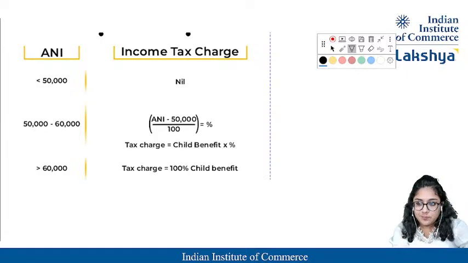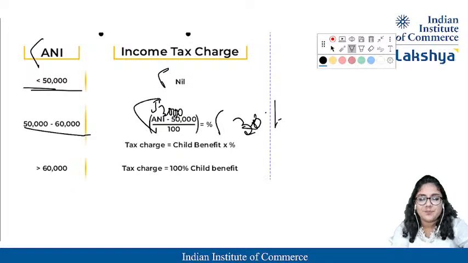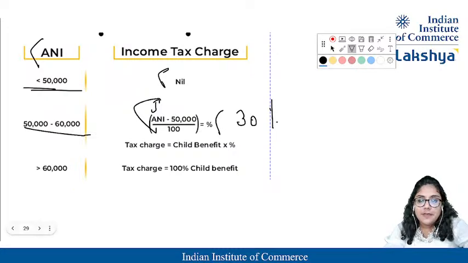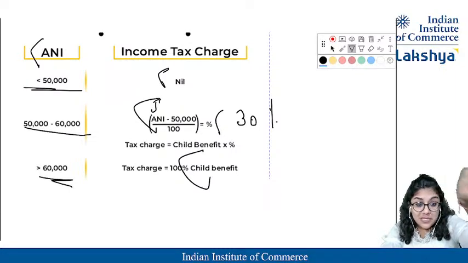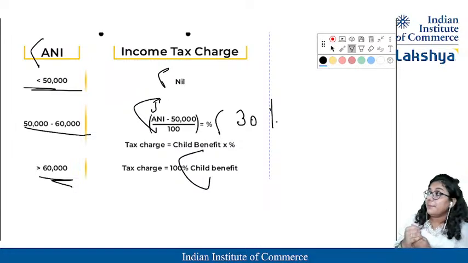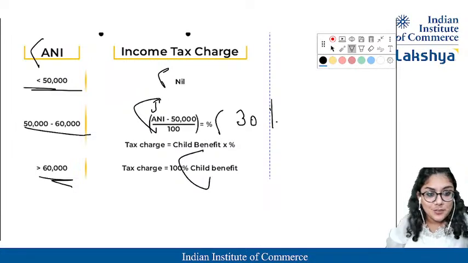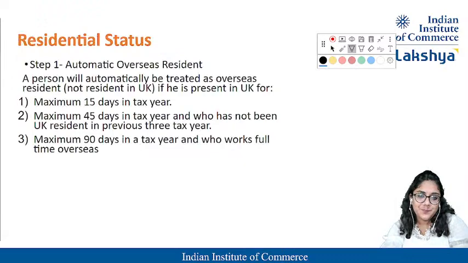Adjusted net income less than 50, no payment. More than that, please check the difference and pay the percentage. As I told you, if it is 53,000, I subtracted 50, so it was 30%, and you need to pay taxes accordingly. If it is more than that, you pay tax on the full 100% of the benefit you're getting. Because initially when the government was giving you benefits, it didn't see what your income is. Maybe by the end the government understood and demanded, please pay us tax accordingly. That's all. Simple.